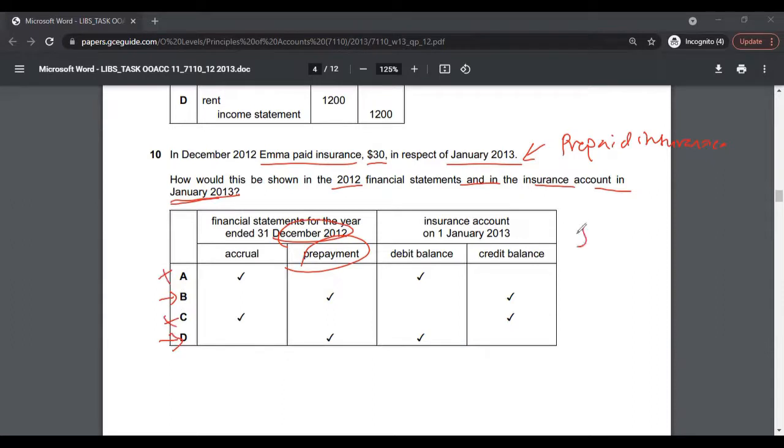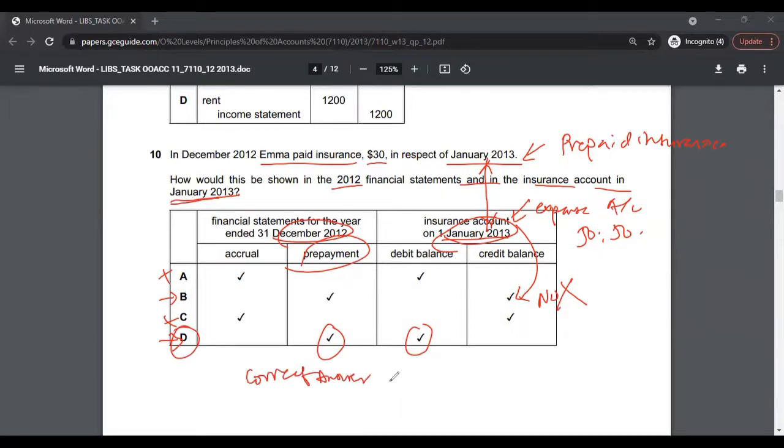You can actually come to 50-50 here. Now let's see through B and D. Option B says that on 1st January 2013, the insurance account would have a credit balance. No, this is clearly wrong. This is an expense account. We are standing at 1st January 2013, so this will be an expense. Therefore, it will have a debit balance, and then a credit balance or prepayment on the financial statement of 31st December 2012. The correct answer to multiple choice 10 is option D.